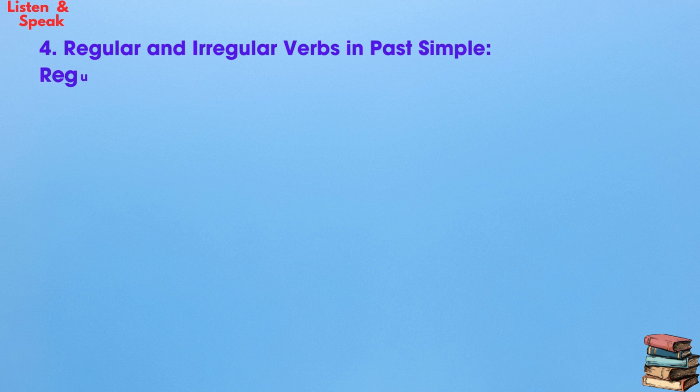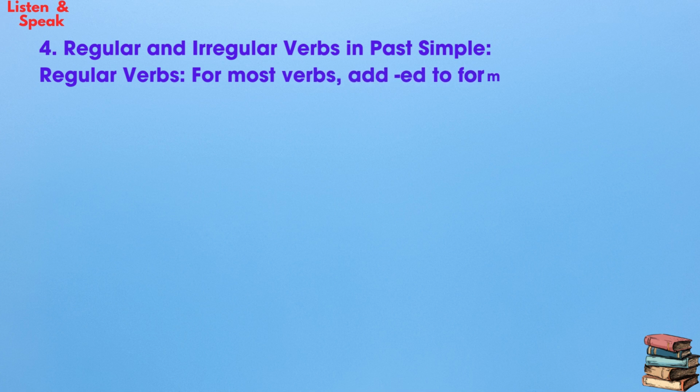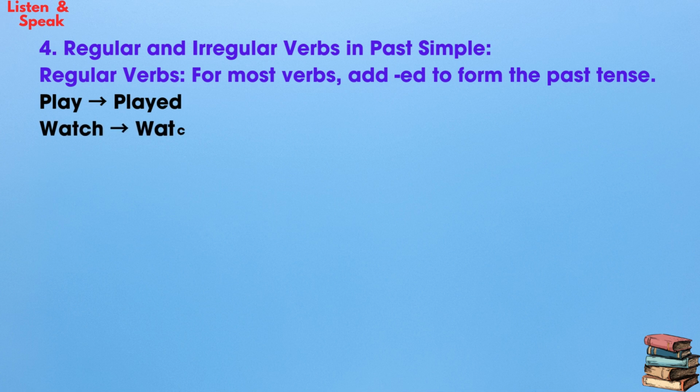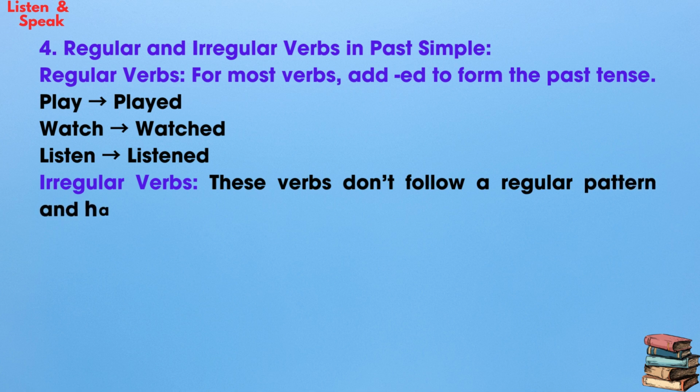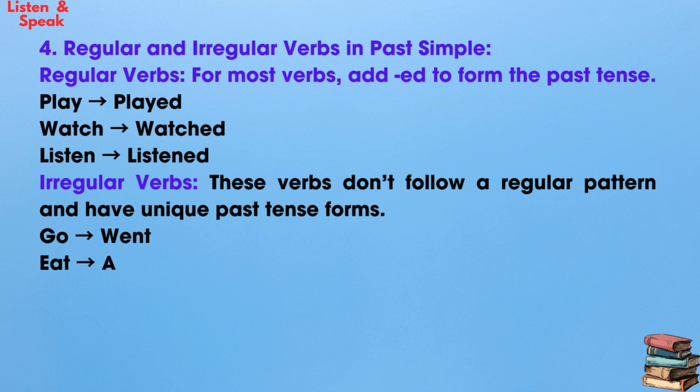4. Regular and irregular verbs in past simple. Regular verbs: for most verbs, add -ed to form the past tense. Play, played; watch, watched; listen, listened. Irregular verbs: these verbs don't follow a regular pattern and have unique past tense forms. Go, went; eat, ate; see, saw; write, wrote.